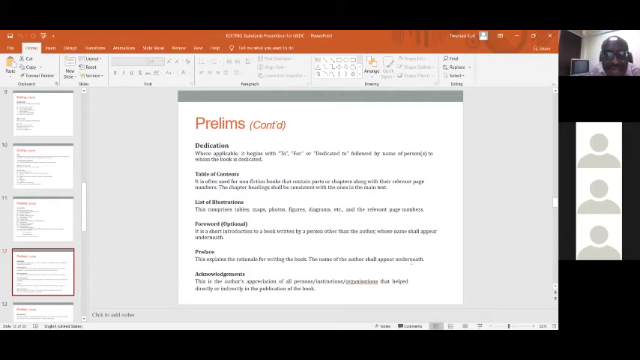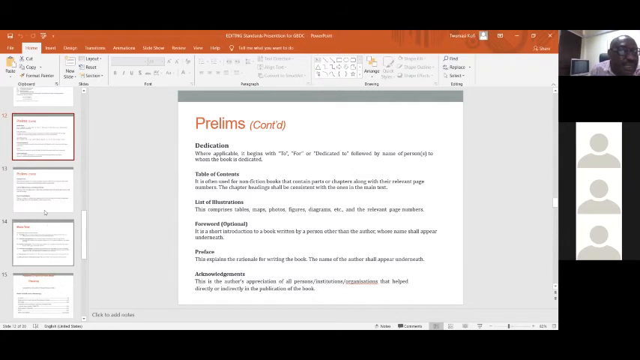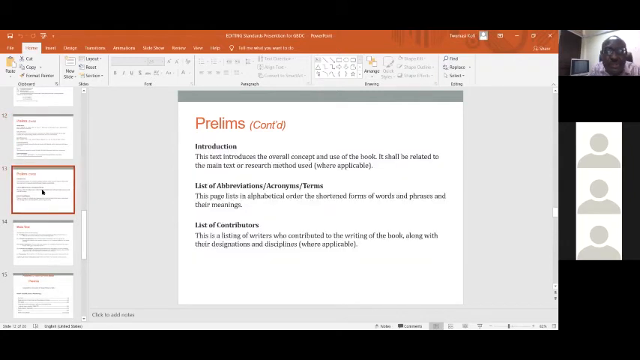Now, the next segment is acknowledgement. This is the author's appreciation of all personal institutions, organizations that help directly or indirectly in the publication of the work. So that segment follows the preface. Now, some books have introduction, especially in tertiary books. So following the acknowledgement page should be the introduction, if you have one. Then after that, you can bring list of abbreviation or acronyms or terms. After that, you can follow it on a different page by list of contributors that will refer to tertiary books or scholarly books.